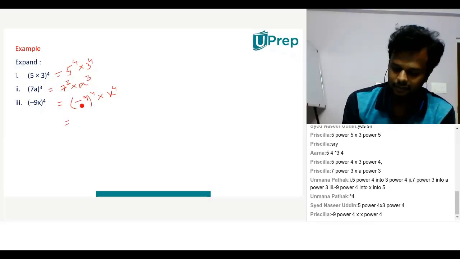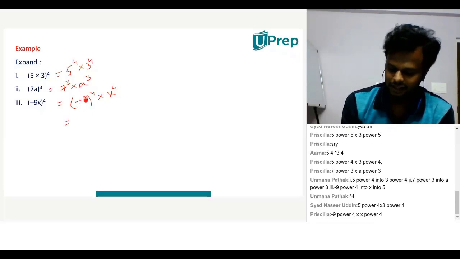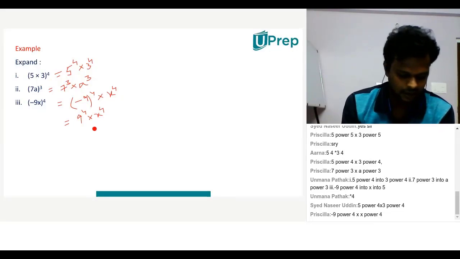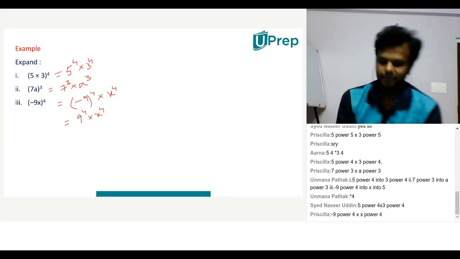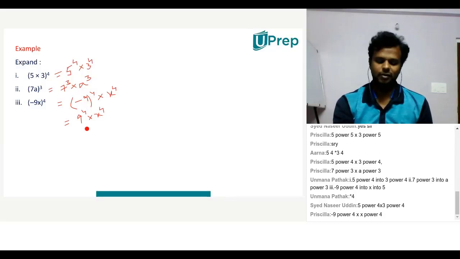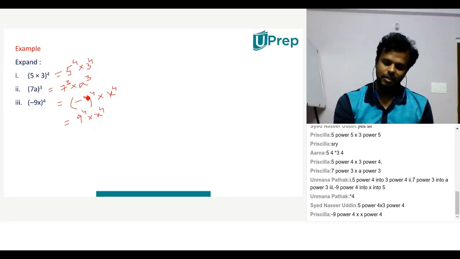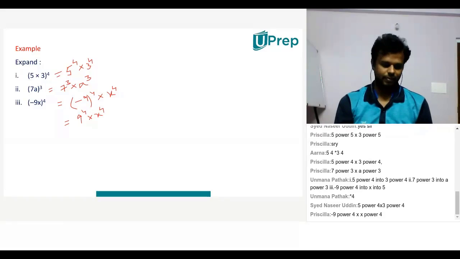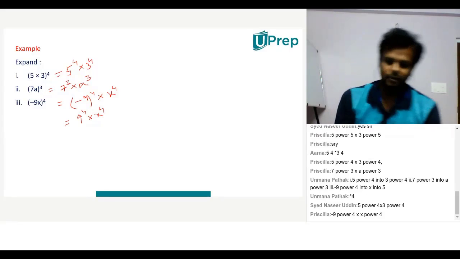Even though the number is negative, the power is even, so this becomes 9 power 4 into x power 4. So this change you have to make. When you're writing the final answer, it should be 9 power 4, not minus 9 power 4, because the power is even and the number inside is negative, that negative sign will go. Is that okay, children? Moving on.